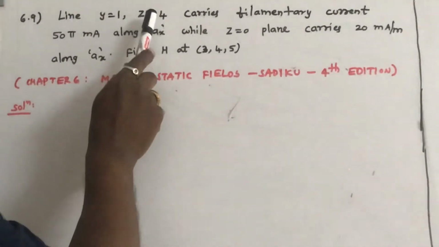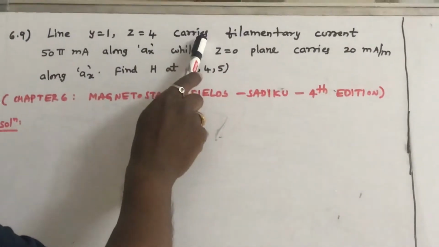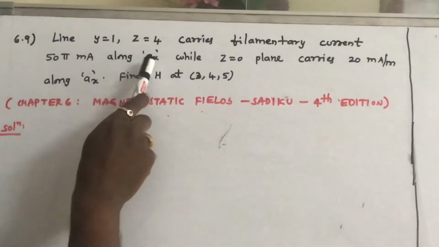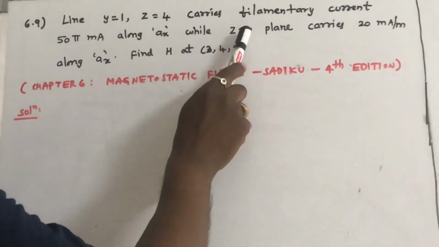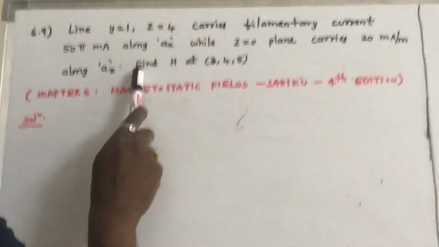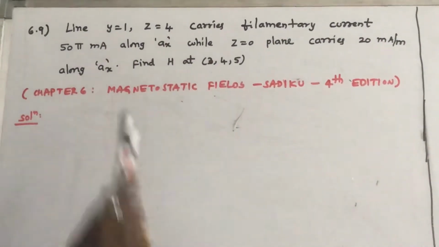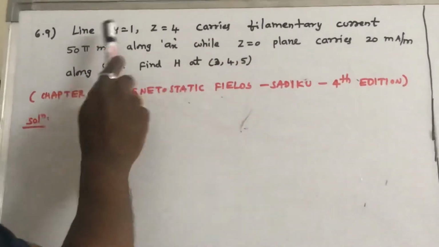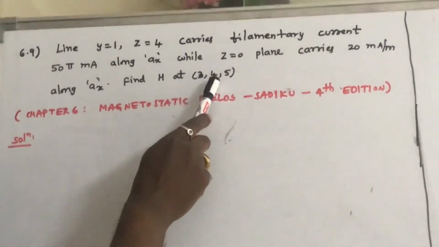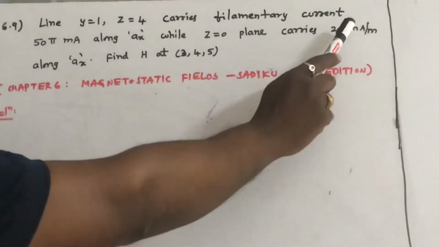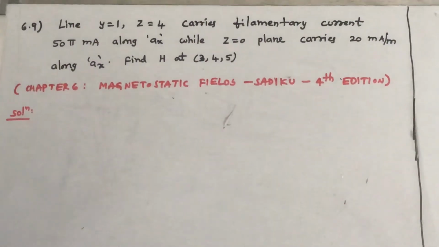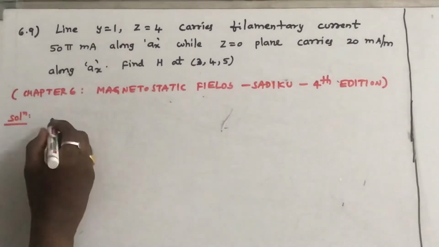The line y is equal to 1, z is equal to 4 carries a filamentary current 50 pi milliamperes along AX, while the plane z is equal to 0 carries 20 milliampere per meter along AX. Find H at 3, 4, 5. So here we have to find the H at 3, 4, 5 due to the infinite long conductor as well as because of the infinite sheet of current.